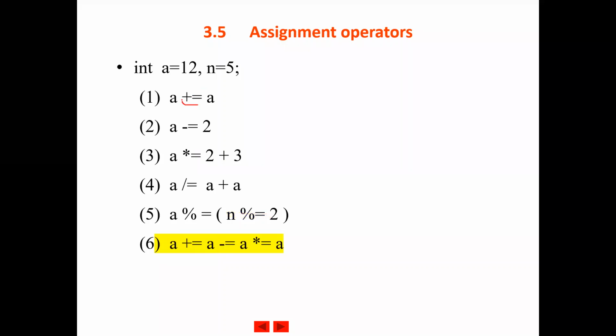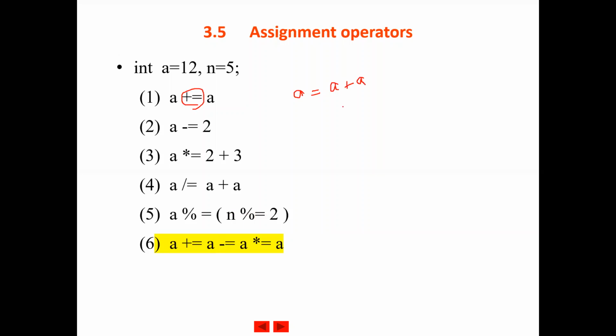This is the shorthand assignment operator, right? So after expanding, what will you be writing? A equal to A plus A, where A on the right hand side is the current value.